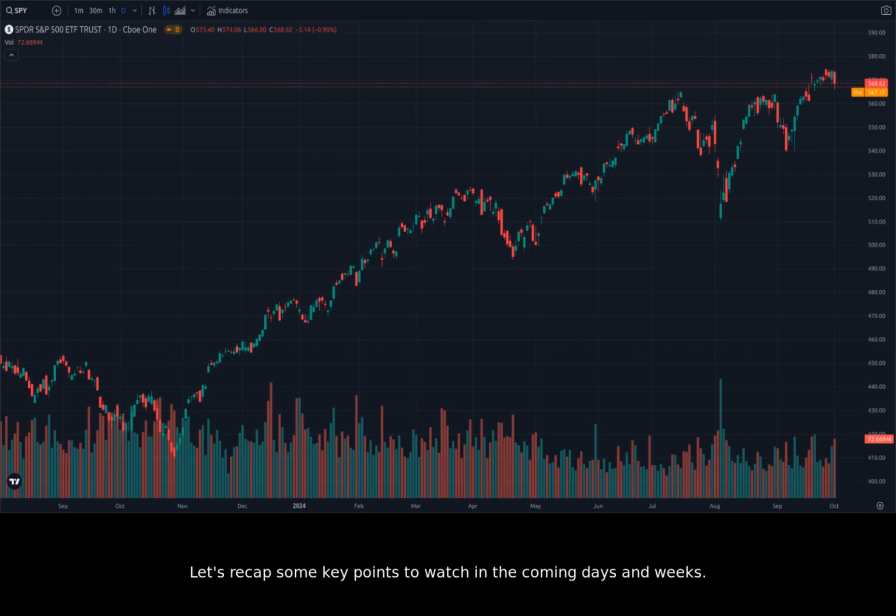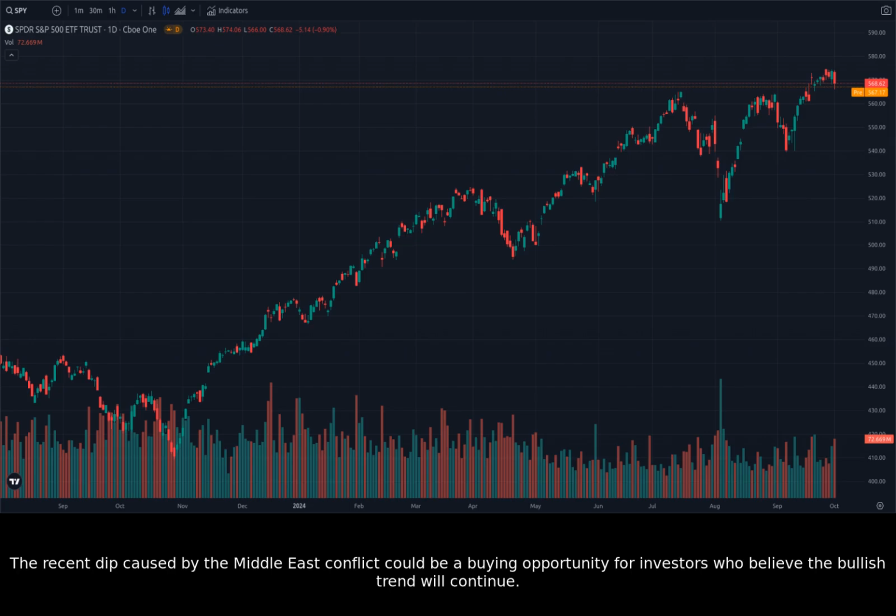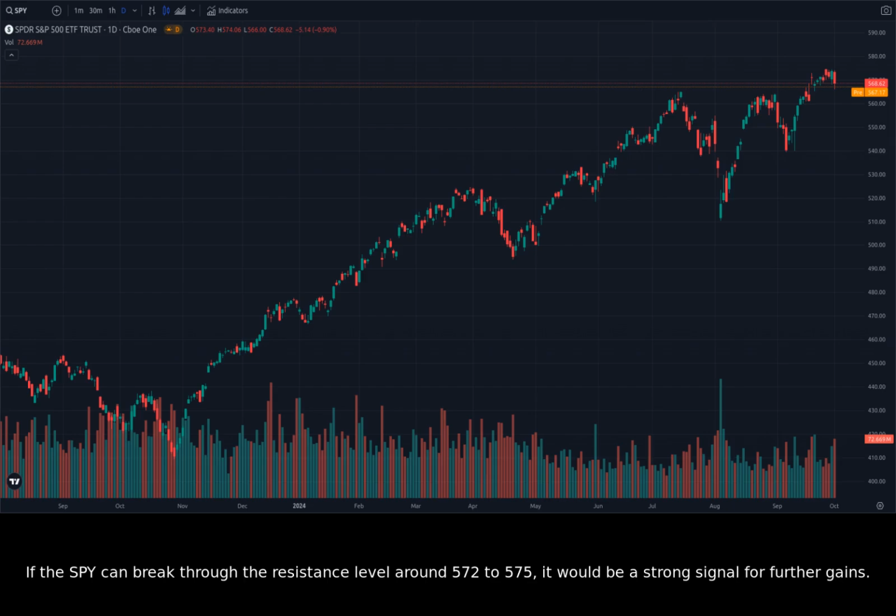Let's recap some key points to watch in the coming days and weeks. The SPY has a longer-term bullish bias, but it's facing some short-term challenges. The recent dip caused by the Middle East conflict could be a buying opportunity for investors who believe the bullish trend will continue. If the SPY can break through the resistance level around 572 to 575, it would be a strong signal for further gains. However, if it fails to break through, we may see further downward pressure on the price.